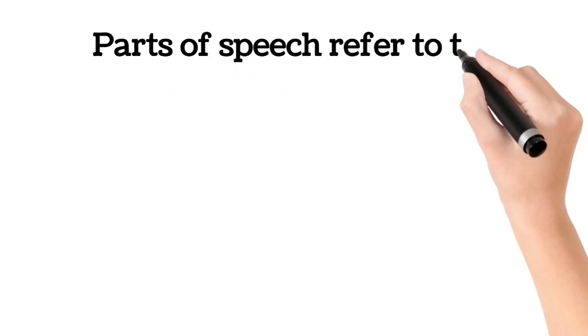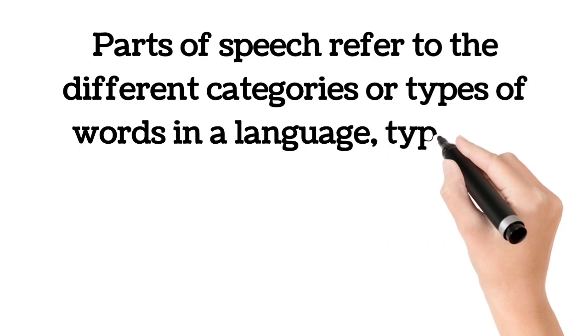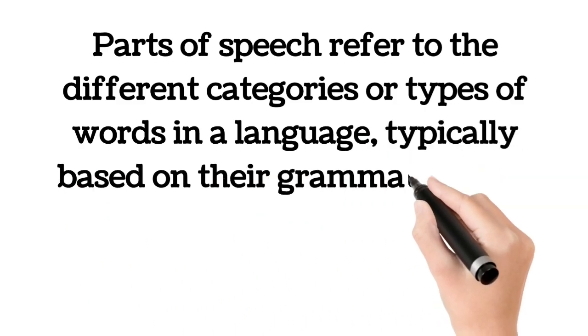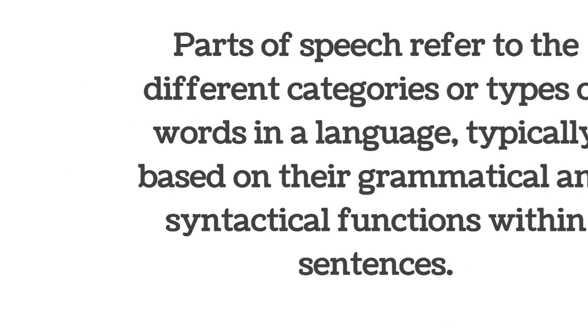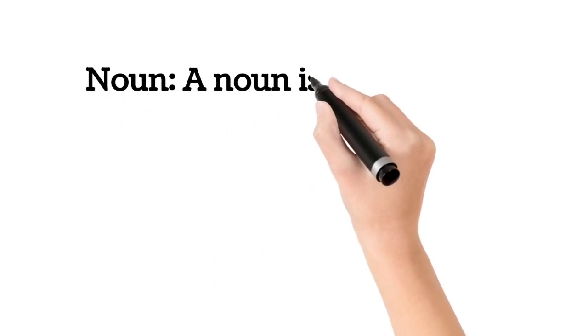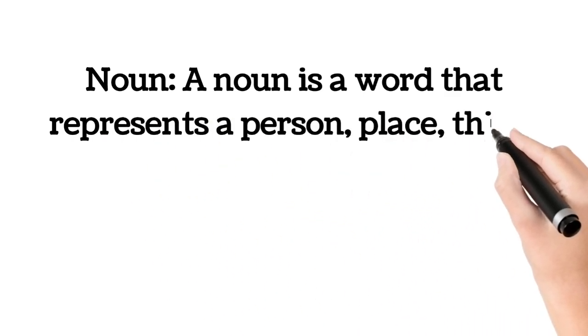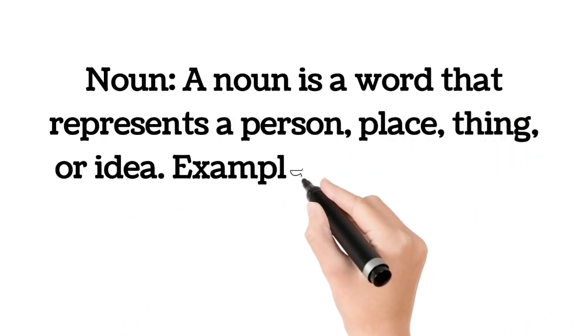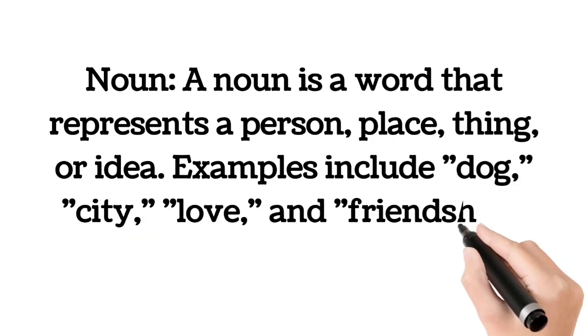Parts of speech refer to the different categories or types of words in a language, typically based on their grammatical and syntactical functions within sentences. Noun. A noun is a word that represents a person, place, thing, or idea. Examples include dog, city, love, and friendship.